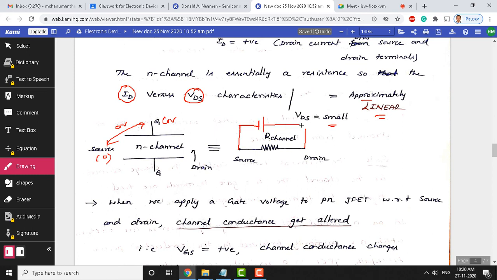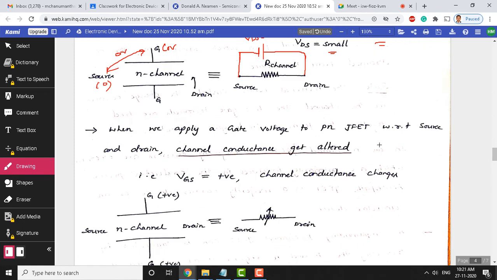Okay, so this is VDS is small. For small VDS, Ohm's law is applicable here, so that's why you see a graph as linear. All right, when we apply gate voltage to the PN JFET with reference to source and drain, the channel conductance gets altered. That's what we want to summarize from this.